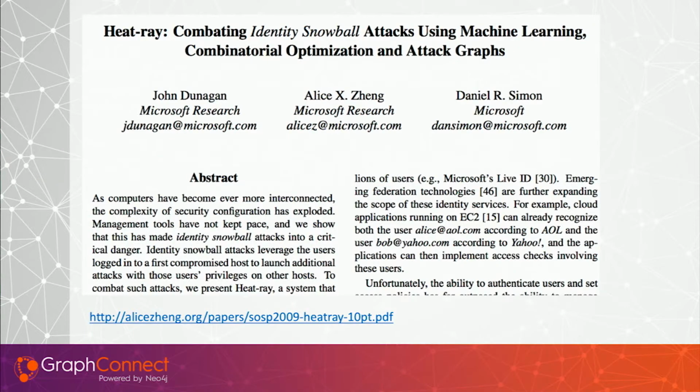So some important prior work that I would like to acknowledge. First and most importantly, this is a white paper from Microsoft called Heatray, using machine learning and combinatorial optimization to combat identity snowball attacks. This paper came out in 2008 by Alice Jung and John Donegan and Daniel Simon. And unfortunately, the project never saw the light of day. Microsoft just shut it down. They couldn't figure out how to make money off of it. Whatever happened, it wound up like the Ark of the Covenant in a crate in a basement somewhere, never to be seen or heard of again.